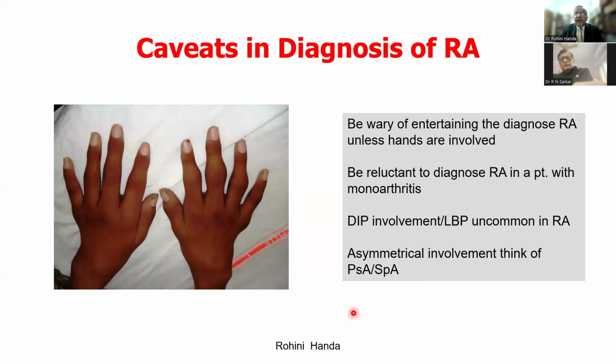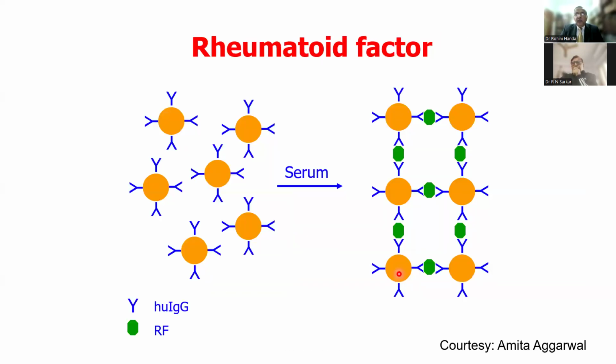There are some caveats. One should be reluctant to entertain a diagnosis of rheumatoid arthritis unless hands are affected. Single joint involvement, be very reluctant to give a diagnosis of rheumatoid arthritis. It's a polyarthritis, involvement of 5 or more joints. DIP joint involvement and low back pain are distinctly uncommon in rheumatoid arthritis. And if you have asymmetrical involvement, that should arouse suspicion of psoriatic arthritis or spondyloarthritis.